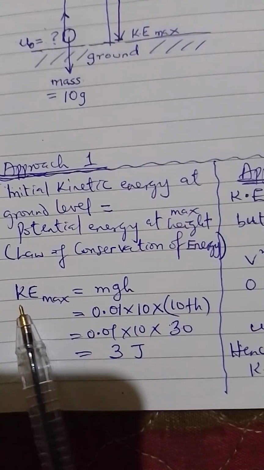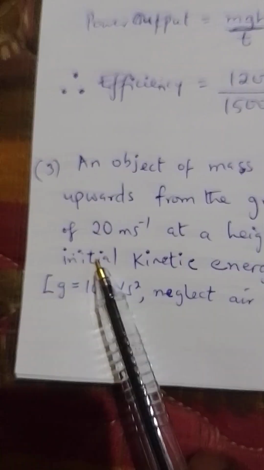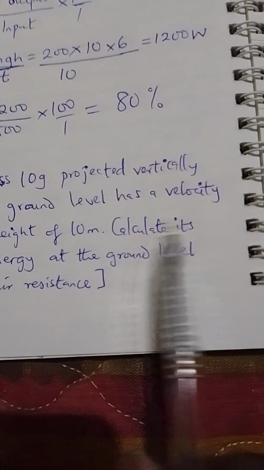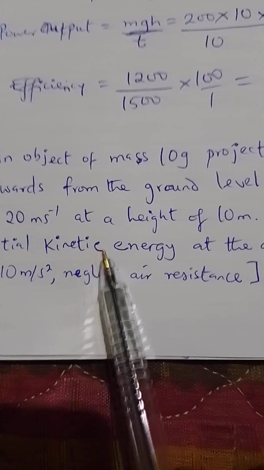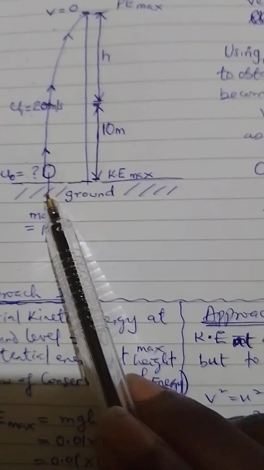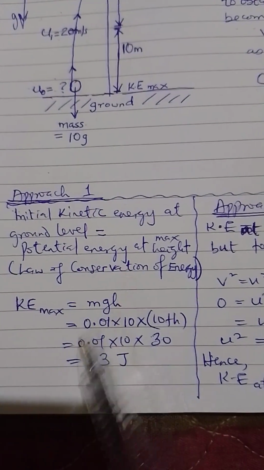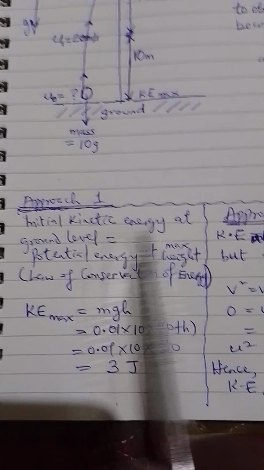All right, by the way, let's recap. What are we looking for? We are asked to calculate the initial kinetic energy at the ground level. So at this ground level, what's the initial kinetic energy? It must be equal to the potential energy at the maximum height.